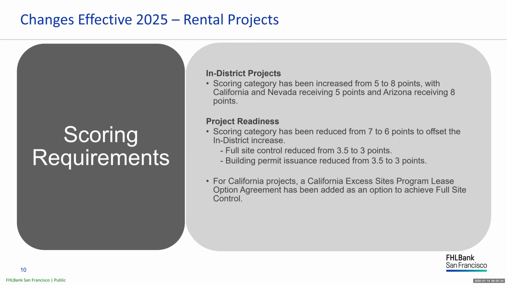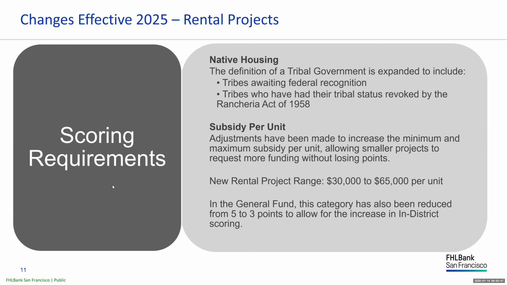This was done through reducing full site control from 3.5 to 3 points and building permit issuance from 3.5 to 3 points. Additionally, for California projects, a California Excess Sites Program lease option agreement has also been added as an option to achieve full site control. Our native housing category has expanded the definition of a tribal government to include tribes awarding federal recognition and also tribes who have also had their tribal status revoked by the Rancheria Act of 1958.